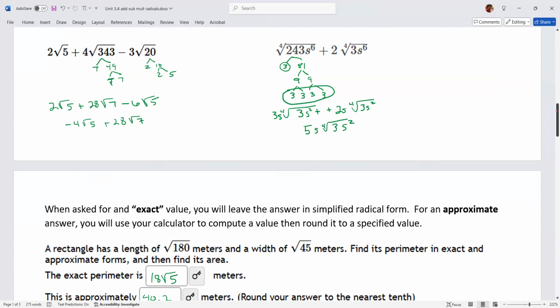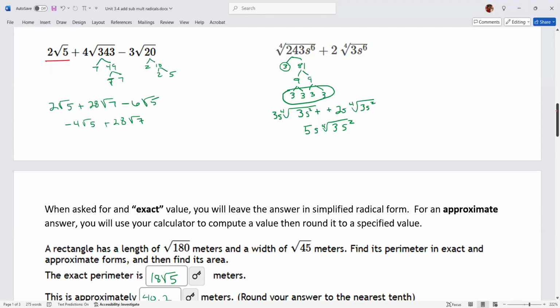So here's just another example. That can't be simplified right here, so that stays as is. 343, if you take a look, it's not even, so it's not divisible by 2. If you add those digits up, 3 plus 4 is 7 plus 3 is 10. 10 is not divisible by 3, so we know it's not divisible by 3.